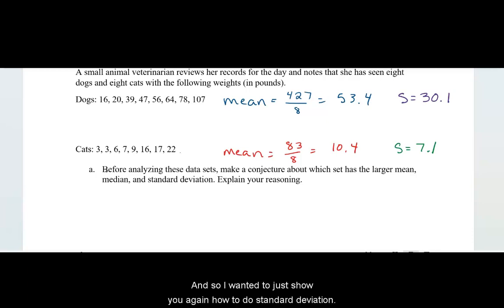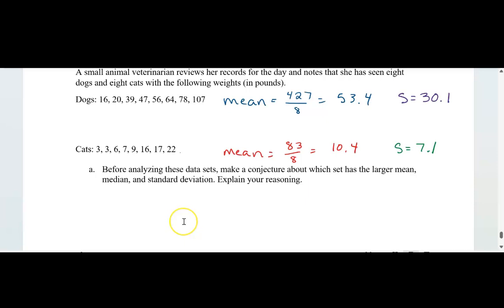And so I wanted to show you, again, how to do standard deviation by hand, and then with the calculator, but also what it means when you're looking at the standard deviation. Again, we're talking about the variation from the mean. How spread out is the data? How much are we varying? Do we have a large variation? Do we have a smaller variation?